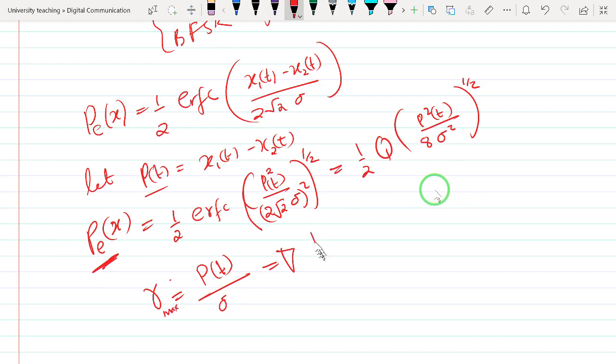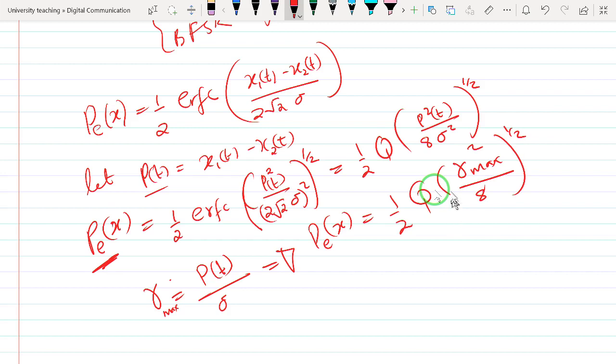We are going to see that probability of error of x is going to be given by half Q of gamma max squared divided by 8, power 1 over 2. So that becomes our standard or generalized equation that we use to represent the probability of error, given that we know the signal to noise ratio.